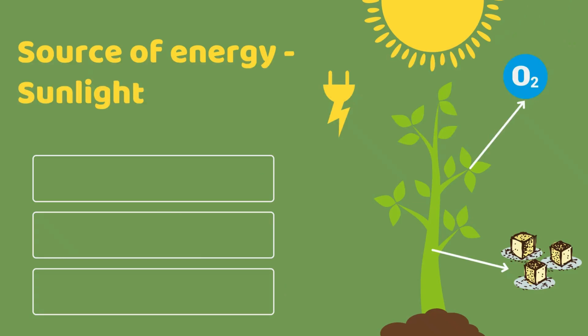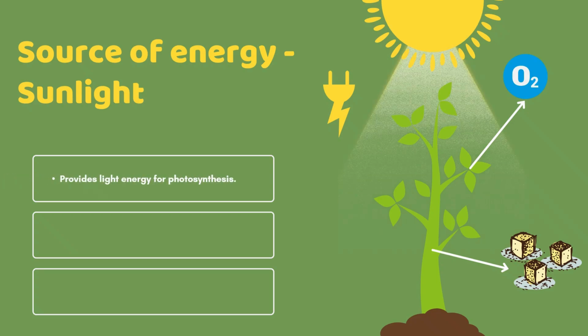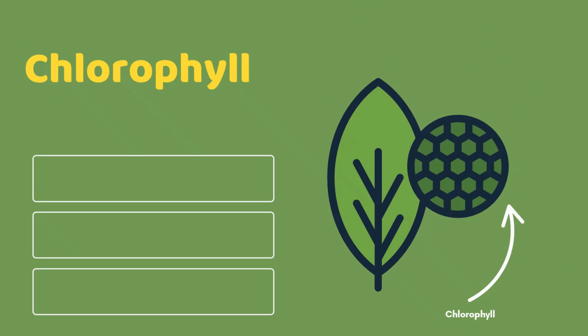So let's pause a little bit and look at the energy source. The sun is the main energy source for photosynthesis, as it provides the light energy that the plants need to make glucose and oxygen. Without sunlight, photosynthesis cannot take place efficiently. But light energy cannot be used directly unless the plant has something very, very special inside the leaves, which is what we call chlorophyll.